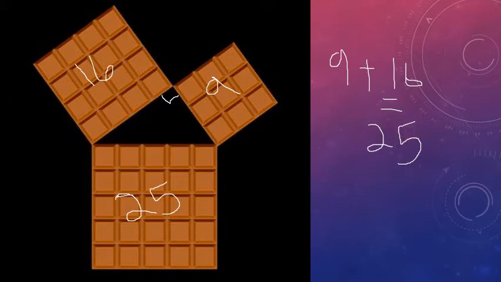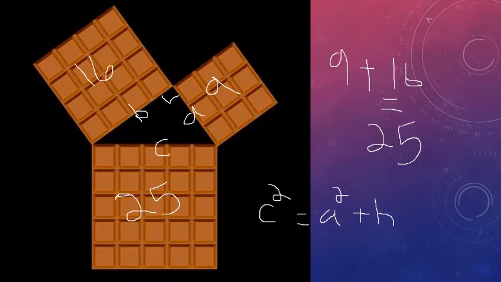If we were to replace these values with A, B, and C, this would bring us back to the proof being C squared equals A squared plus B squared. And this is the formula for Pythagoras.